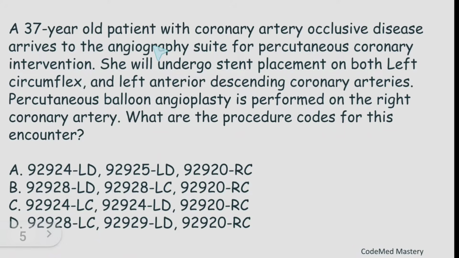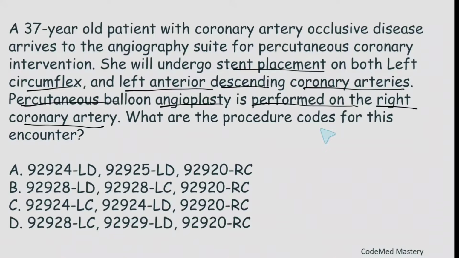A 37-year-old patient with coronary artery occlusive disease arrives to the angiography suite for percutaneous coronary intervention. She will undergo stent placement. I will highlight the term stent placement on both left circumflex, left anterior descending coronary arteries. Percutaneous balloon angioplasty is performed on the right coronary artery. What are the procedure codes for this encounter?